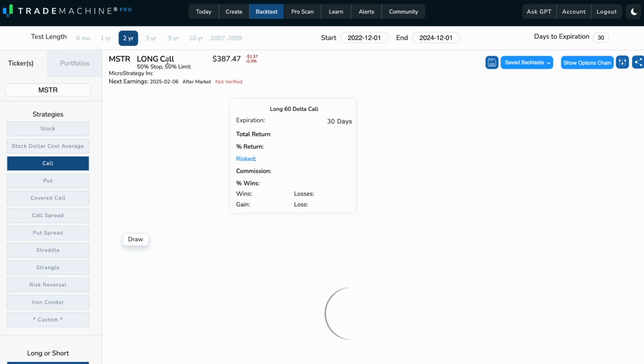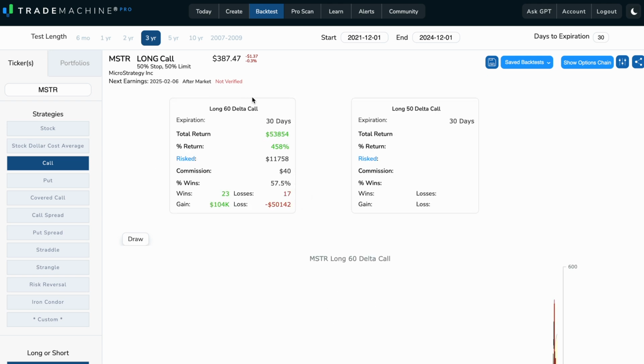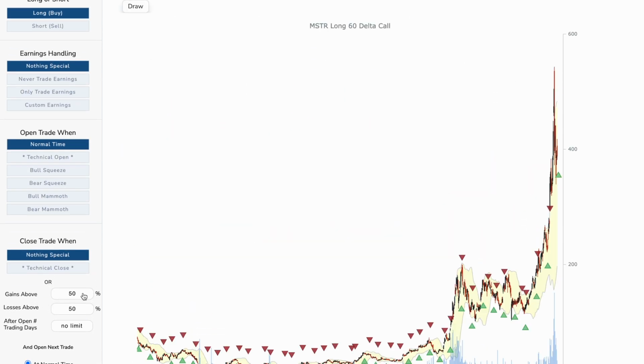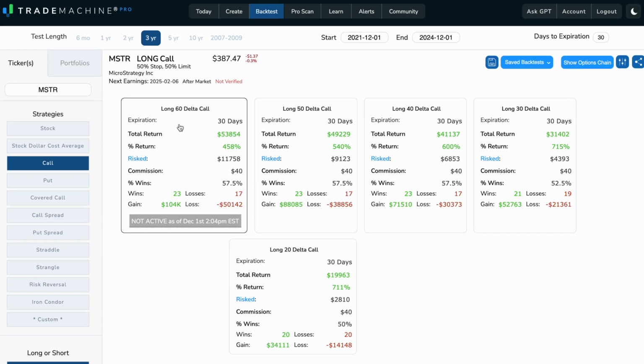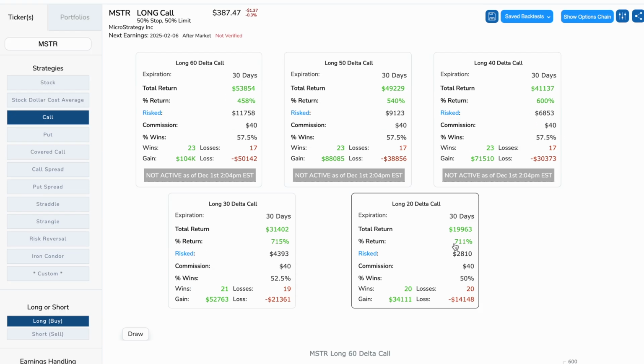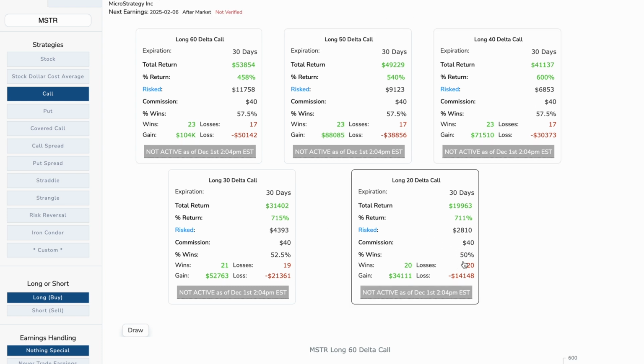All right, so in the last 3 years, I want to see what happens if I just opened up a long call with a 30-day expiry, out with a 50% gain, out with a 50% loss. That means we're closing. And here are the different deltas of those calls. Over the past 3 years, just simply buying calls with no technical parameter would be a pretty good strategy. You can see our win rates here, around, the further out of the money 20 and 30 delta options have lower win rates, but above 50 or greater, which is good, and a high return.